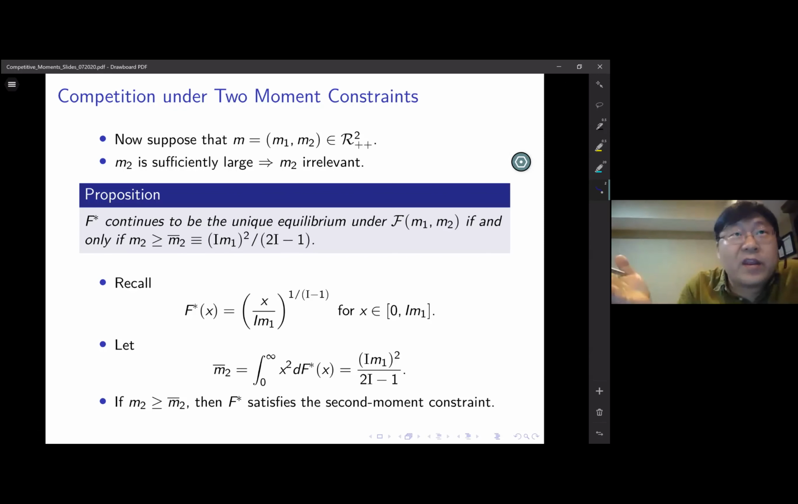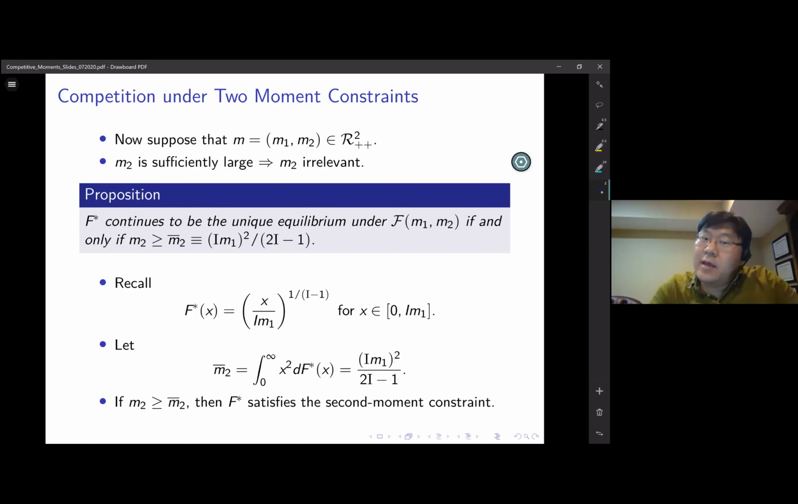So this is a very intuitive result. The only thing we need to do for this result is to calculate the equilibrium distribution from the previous slide and its second moment. So M2 upper bar is the second moment of the distribution I found before. If the given M2 is larger than M2 upper bar, that means the equilibrium we had before is still an equilibrium in this environment, because the second moment constraint is not going to bind.